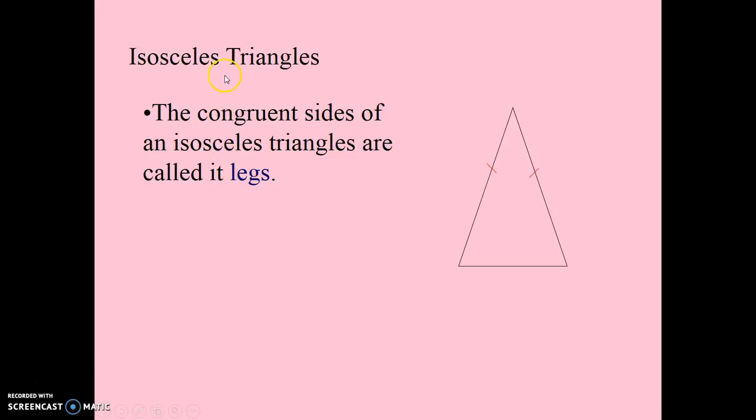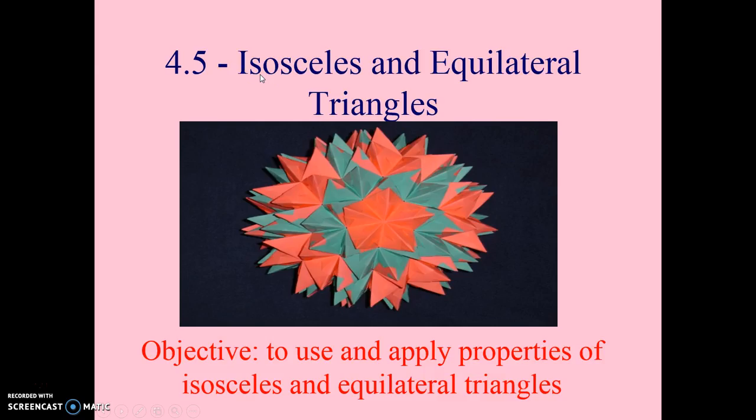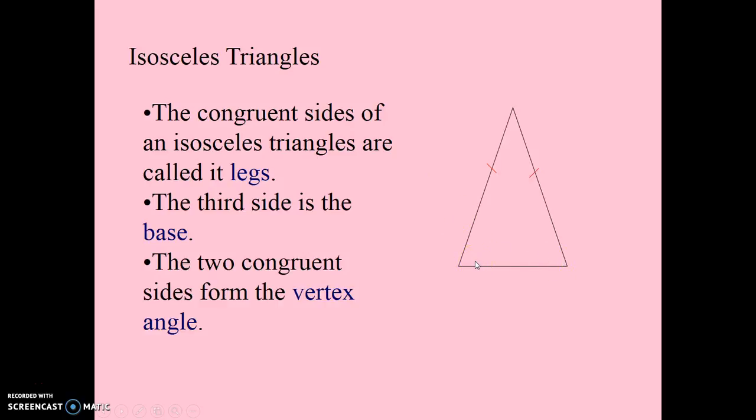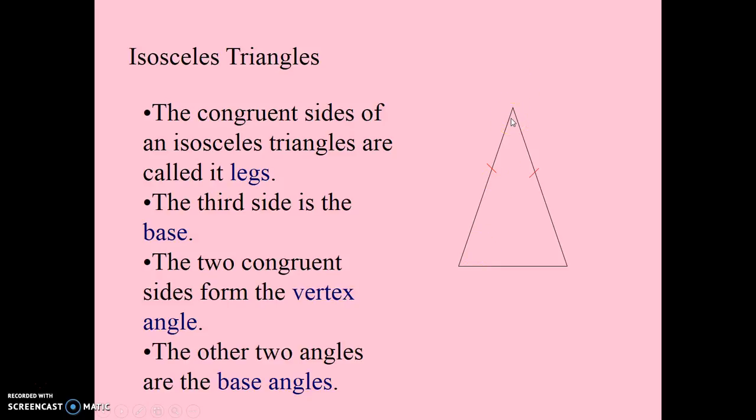Alright, so we have isosceles triangles, and if we go back, equilateral triangles, two main topics in section 5. So isosceles triangles, you may know about these a little bit. It has two congruent sides, which are called the legs. And the third side down here is called the base. And the two congruent sides form the vertex angle right up here. And the two other angles form base angles, which you'll see all of this located here.